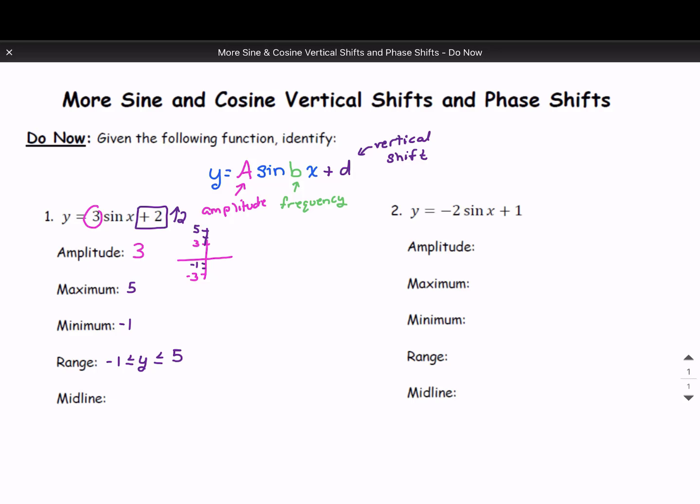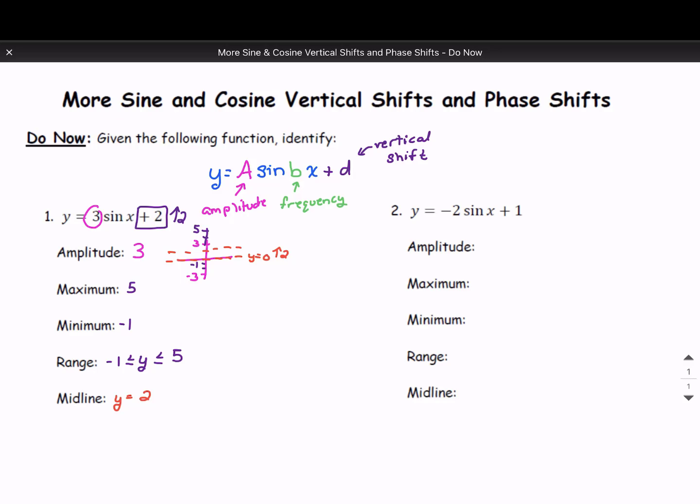Now the midline is halfway between our max and our min, so you could add them and average them, or since on a sine graph our midline is normally the line y equals 0, when we shift that up 2, now the midline is y equals 2. So our vertical shift will tell us where the midline is.